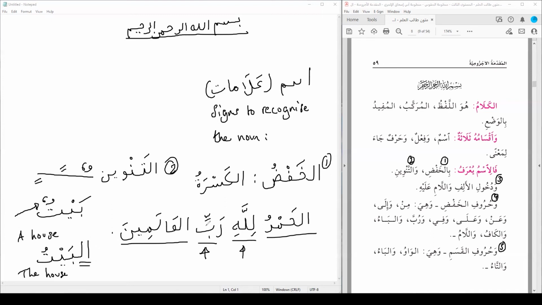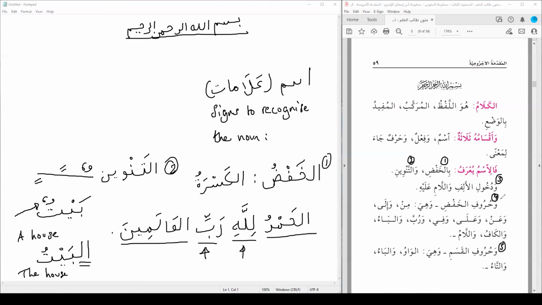If you find a kasra in the middle of the word, like here in al-alamina, this kasra on the meem has no effect. It's not a sign of the word being a noun or a verb or a particle. It has to be on the end of the word for kasra, end of the word for tanween, and then alif wa lam is found at the beginning of the word.